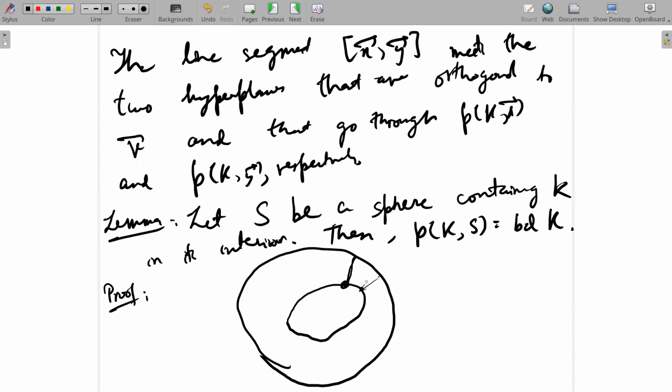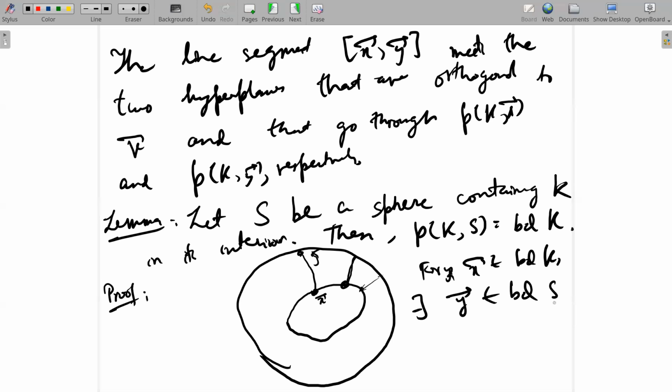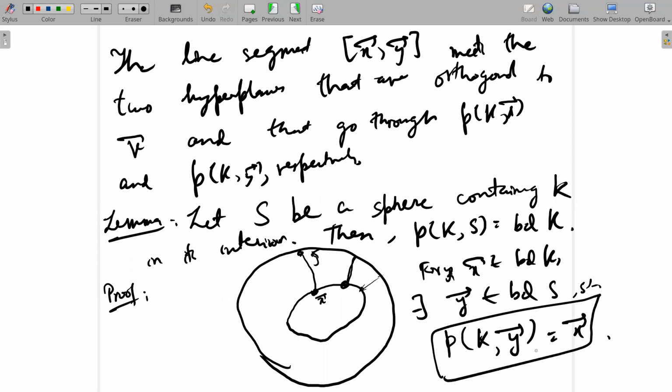But here we are talking about the converse. You're saying, give me any point on the boundary of this convex set, and I can find a point on the sphere such that X will be the closest point to this Y. So writing in words: for X belonging to the boundary of K, there exists Y in the boundary of S such that Pk of Y is equal to X. That's what it is claiming.